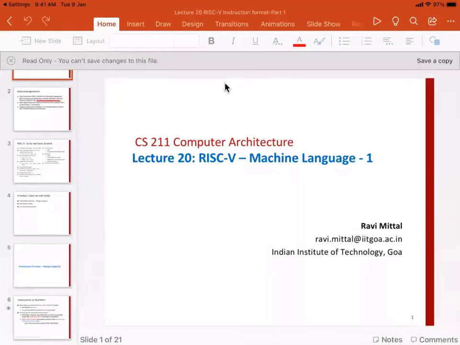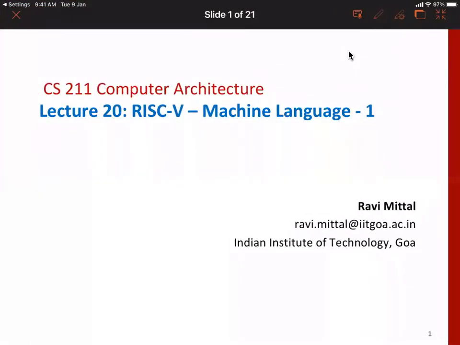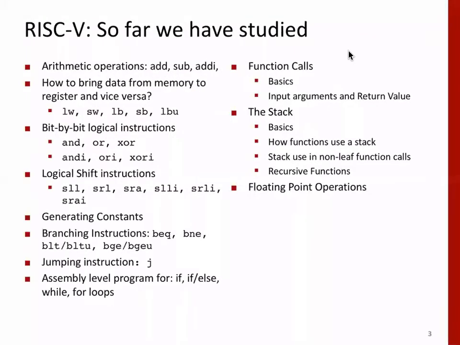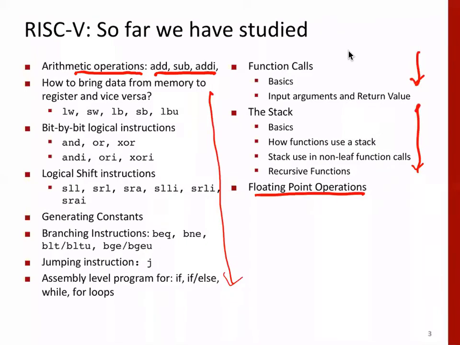The next three lectures will work on this. All right, so let me go to this mode. So far we have covered all this, right? We started with basic concepts of these five assembly language instructions. We have gone through all this, and then we have seen function calls. We have seen use of stack, and how recursive functions can be implemented. And then we have started floating point operations. And now we'll look at machine instructions.